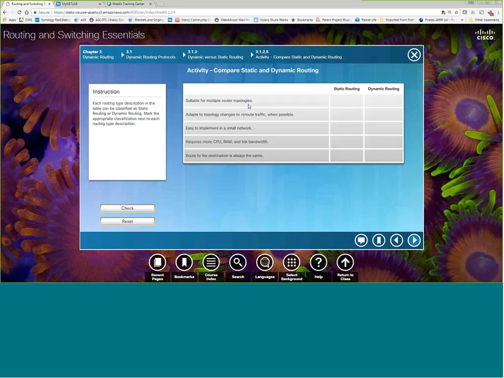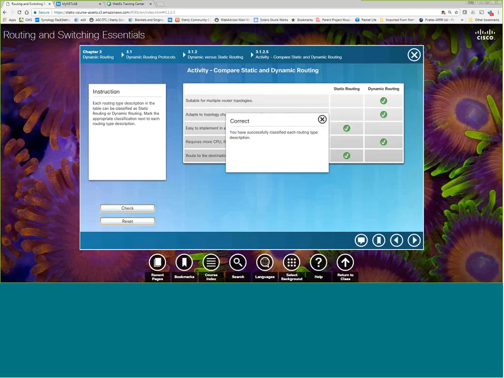So, suitable for multiple router topologies would be dynamic routing. Adapts to change and reroutes when possible. Easy to implement in a small network would be static. Requires more CPU and link bandwidth would be dynamic. And the route to the destination is always the same would be static. So I should get those right.